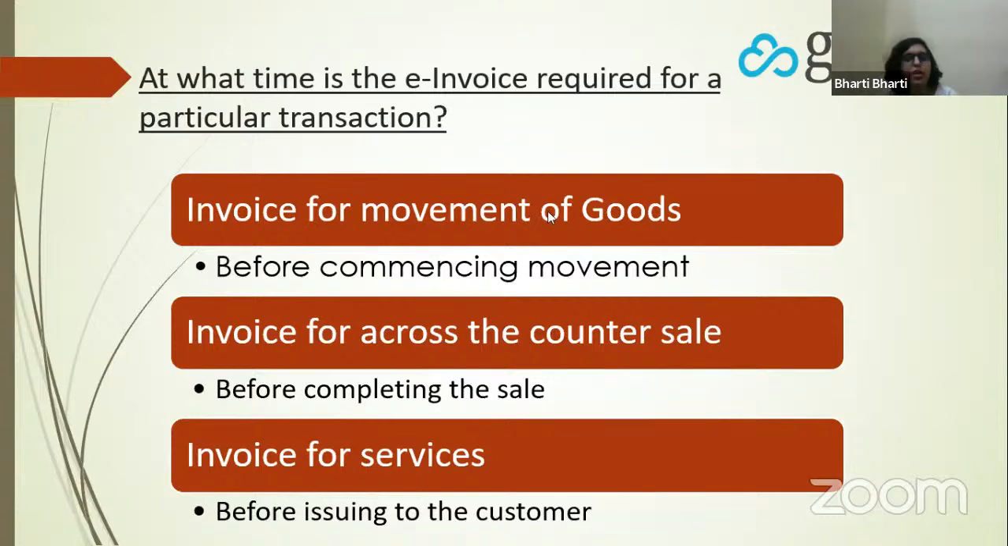So all of you are aware that in case of E-Waybill, you have to generate the E-Waybill before transporting the goods. So in a similar way, you have to generate the E-invoice before moving the goods. E-Waybill is generated on the E-invoice. So first you generate the E-invoice, and then you generate the E-Waybill, and then you send the goods.